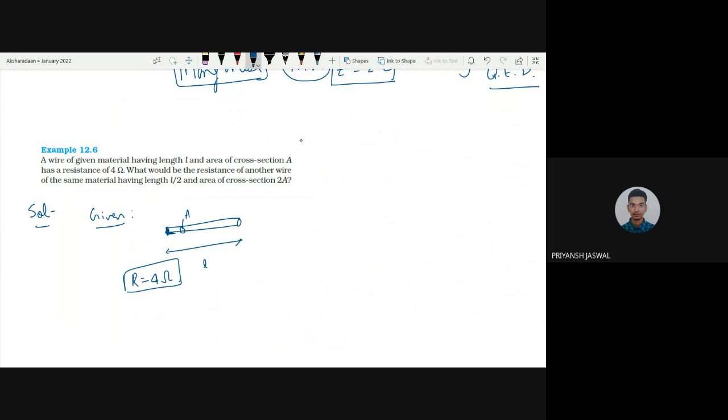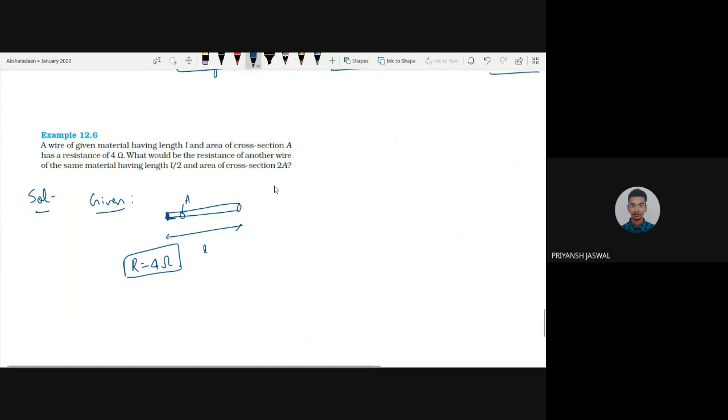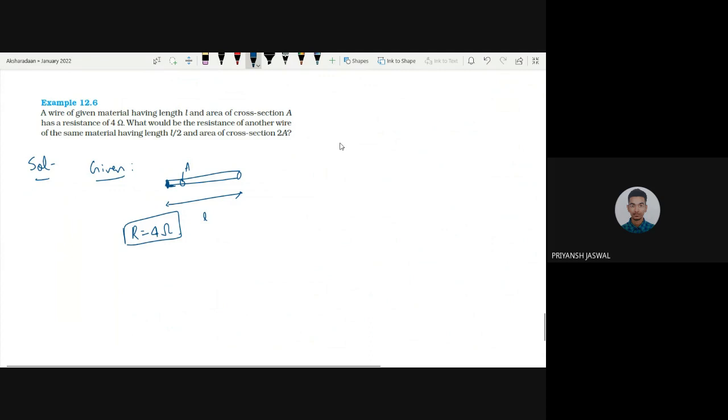What would be the resistance of another wire of the same material having length L by 2 and area of cross section 2A? Okay, so we are asked what the resistance is if the length becomes L by 2 and the area becomes twice the initial area. It's simple. From the first part we apply the formula of resistance, and we get 4 ohm is equal to rho into L by A.